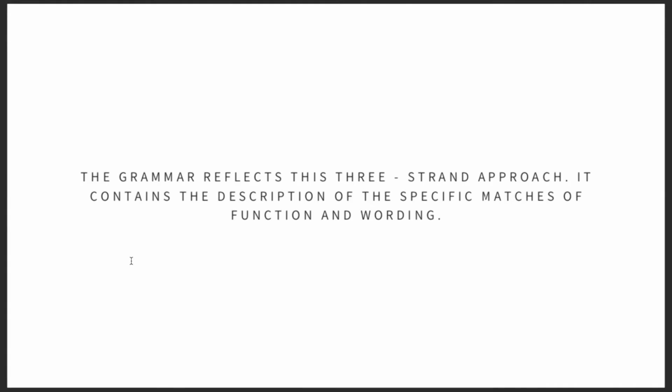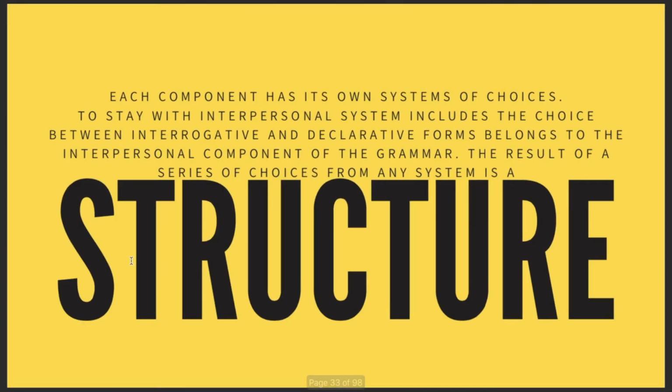So the grammar reflects this three-strand approach, and it consists of three components, each corresponding to one of the metafunctions. To stay with the interpersonal system, it includes the choice between interrogative and declarative forms, which belongs to the interpersonal component of the grammar. So again, interpersonal is how we communicate with other people. We either ask for information. Let's say I'm asking my classmate, what is our next subject? When I say that, it is an example of an interrogative utterance, which is a form of communicating with him or her.